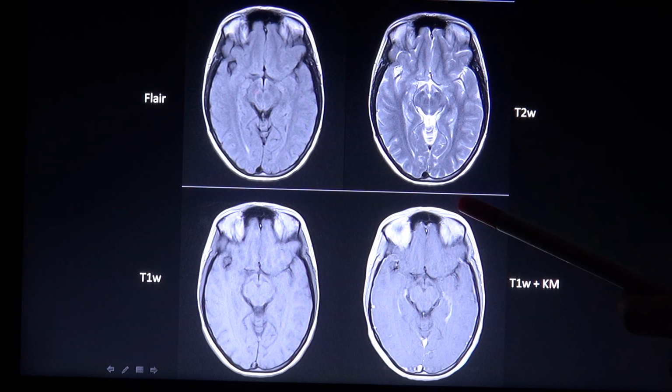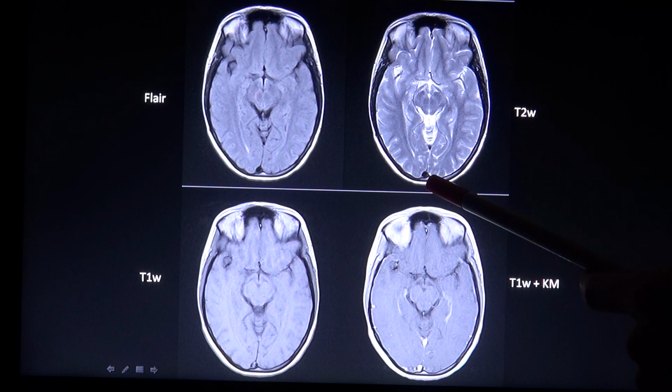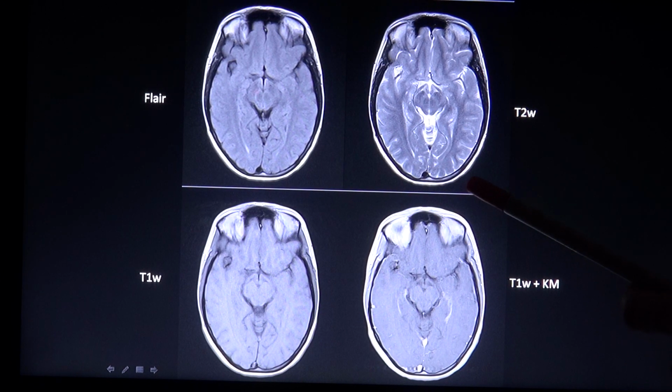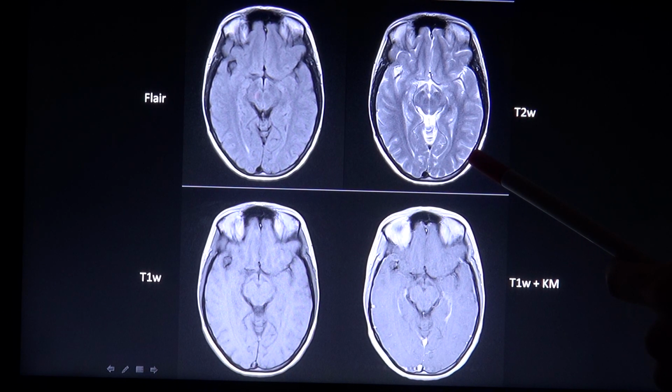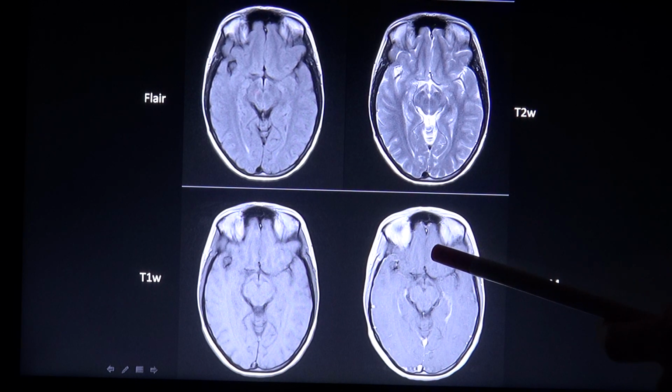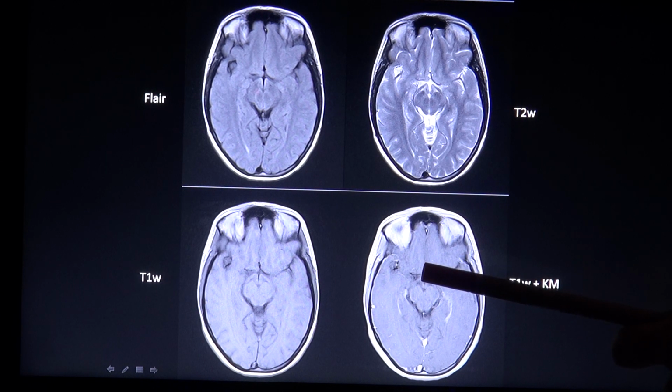Another structure that is black on T2 are the vessels, because the fast-flowing blood doesn't give signal. This is also called flow void. So you can recognize a T2 weighted image by the bright cerebrospinal fluid as well as bright scalp and eyes. The vessels appear black.